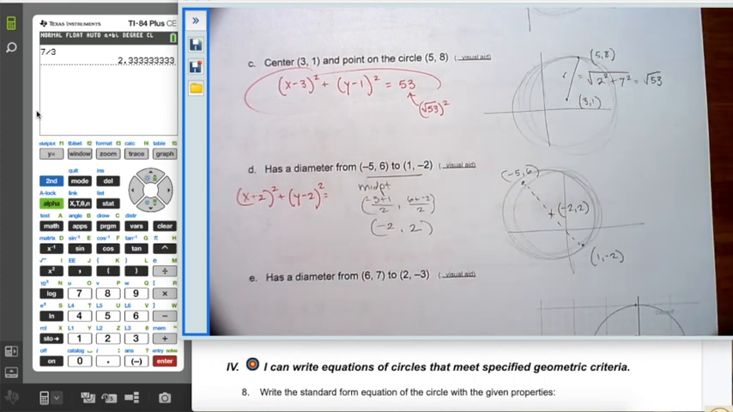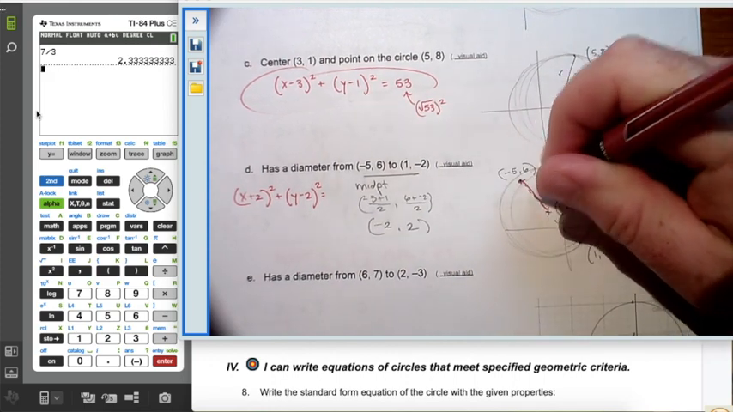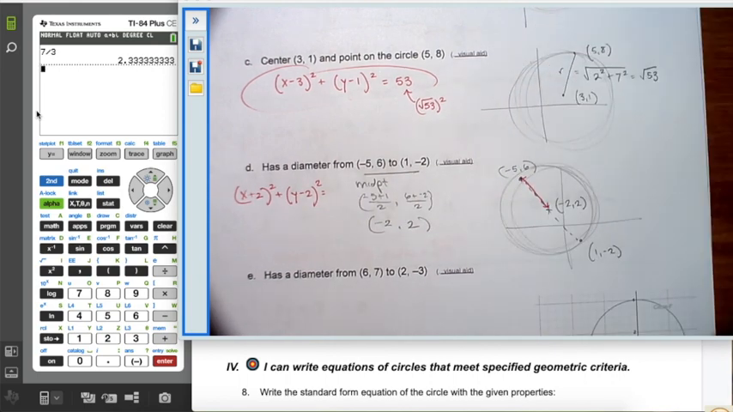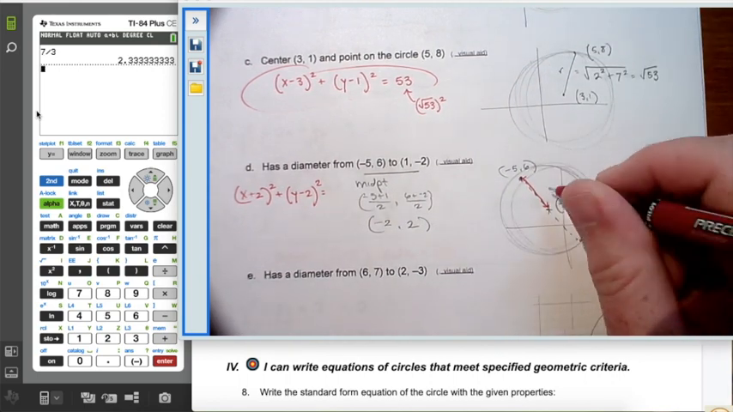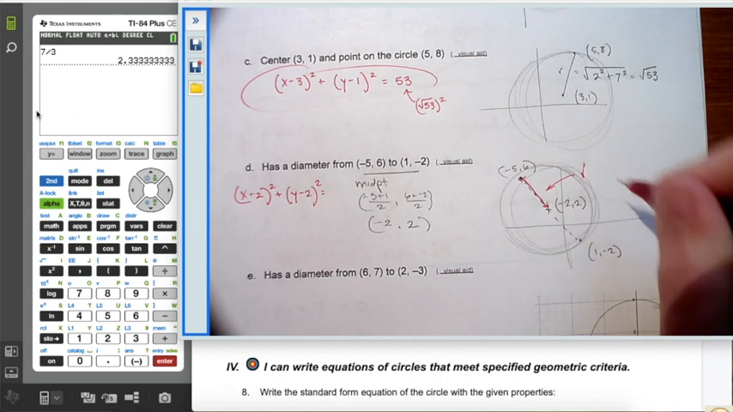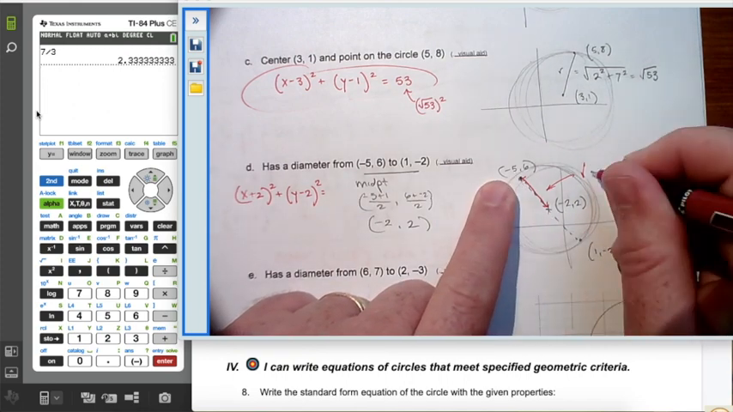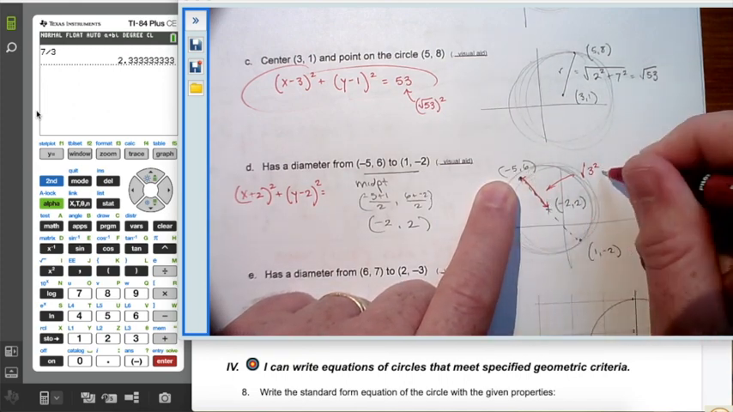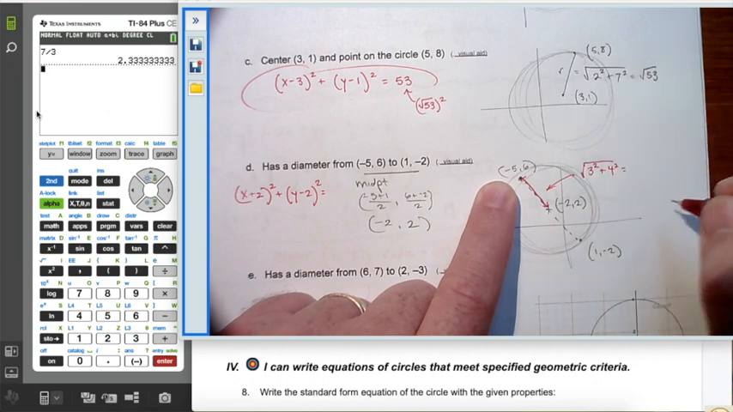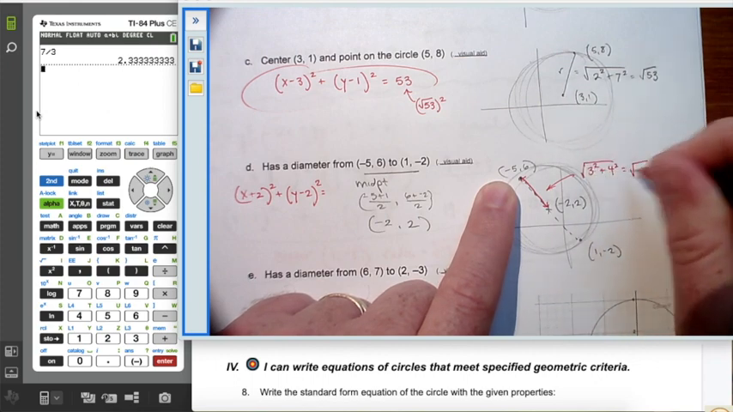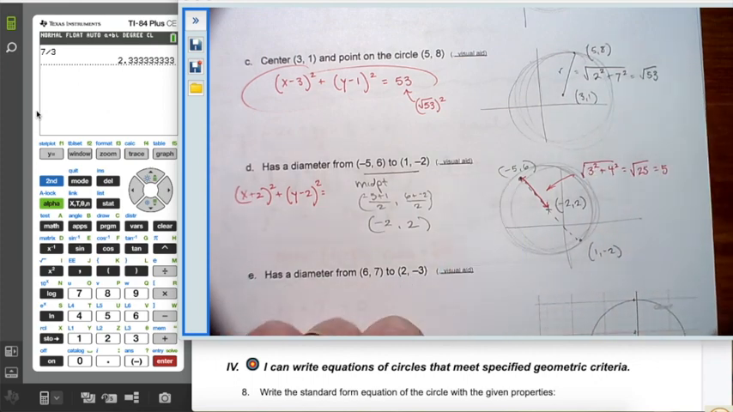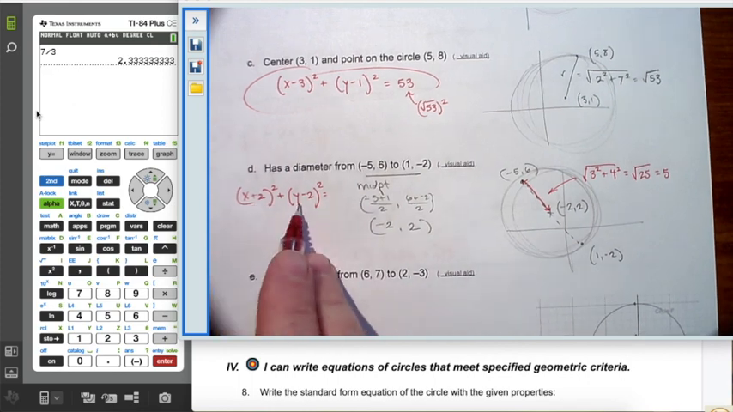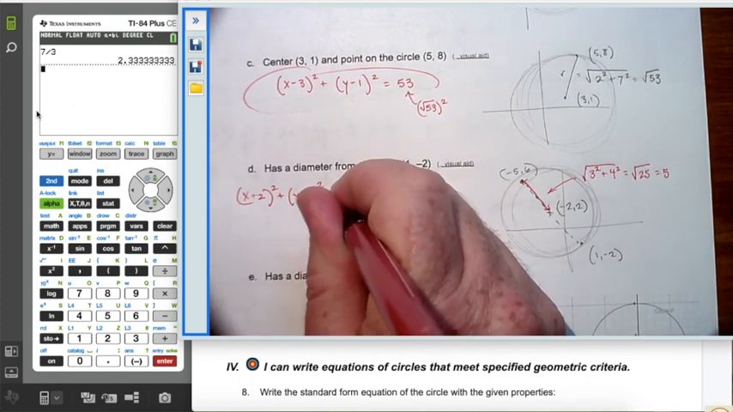To get the radius, all I need to do is figure out the distance from that center point to either edge of the circle. I'm just going to use the -5, 6 coordinate. So the difference in the x-coordinates is 3, difference in the y-coordinates is 4. Square and add them together, that gives you 25. Square root of 25 is 5. So that means this equation needs to equal 5 squared on the end.